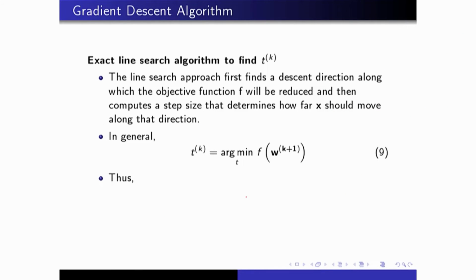So the exact line search algorithm is basically a one-dimensional search problem, how far to move along a fixed direction starting from a fixed point. So this is the one-dimensional search problem for our specific ridge regression objective.